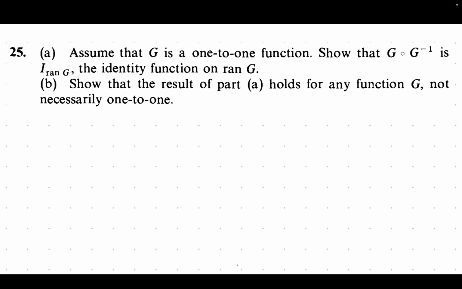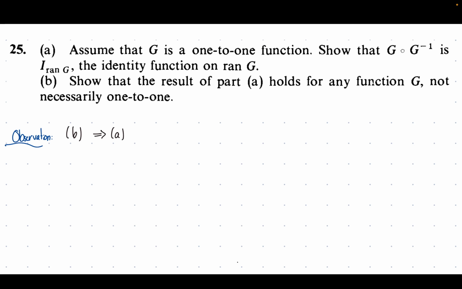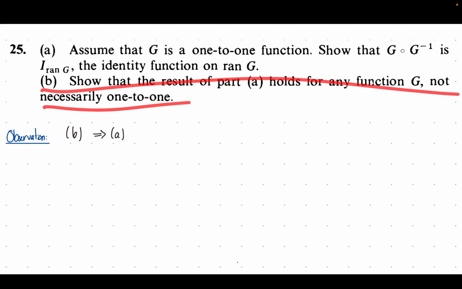Okay, so first of all, I just want to make an observation. It might be obvious, but Part B implies Part A, right? If we prove it for all functions, then we also prove it for all one-to-one functions. And I think the important part of this, and why I want to point it out, is that I don't want to do the same proof twice. So I'm just going to do the proof for Part B, then appeal to this, and leave it at that.